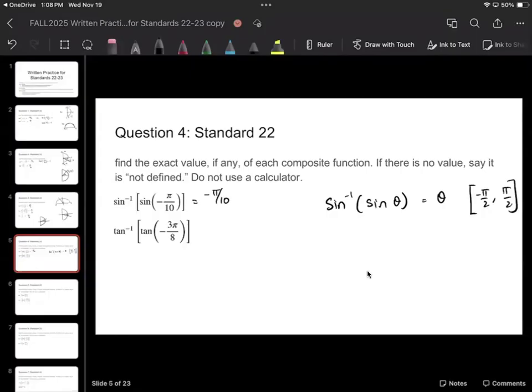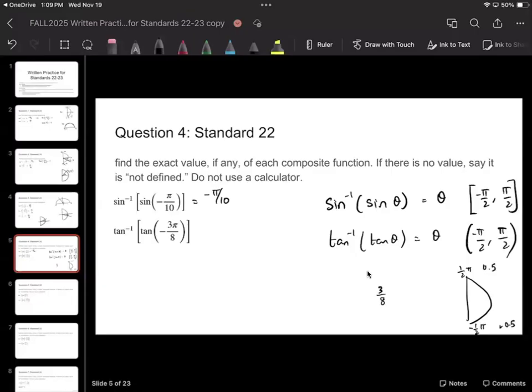And that's it. Now the same thing holds good for tangent. Tan inverse of tan theta will be equal to theta provided that your angle is in the interval negative pi over 2 to positive pi over 2. Now is negative 3/8 between those two values? So this is how I want you to look at it. So this is negative 1/2 of pi. This is positive 1/2 of pi. So this is negative 0.5. That is positive 0.5. What is 3/8? 3/8 is less than half, correct? So it has to fall within that.